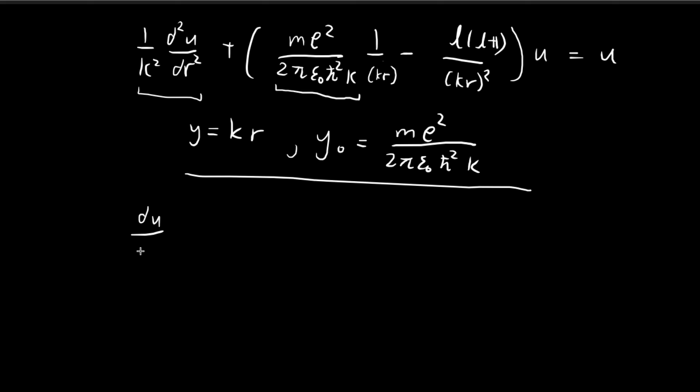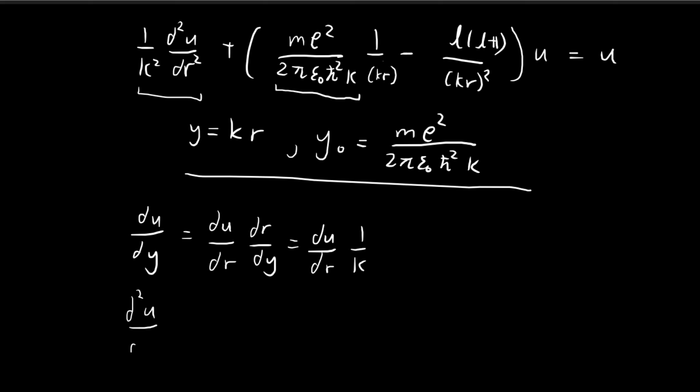First of all, just consider the term du dy. To evaluate this, I can use the chain rule. So this is equal to du dr times dr dy. And dr dy in this case is equal to 1 over k. You can just differentiate both sides, and you'll see that it is equal to 1 over k. If I differentiate both sides again, I get d squared u dy squared, and this is equal to applying d dy to this expression.